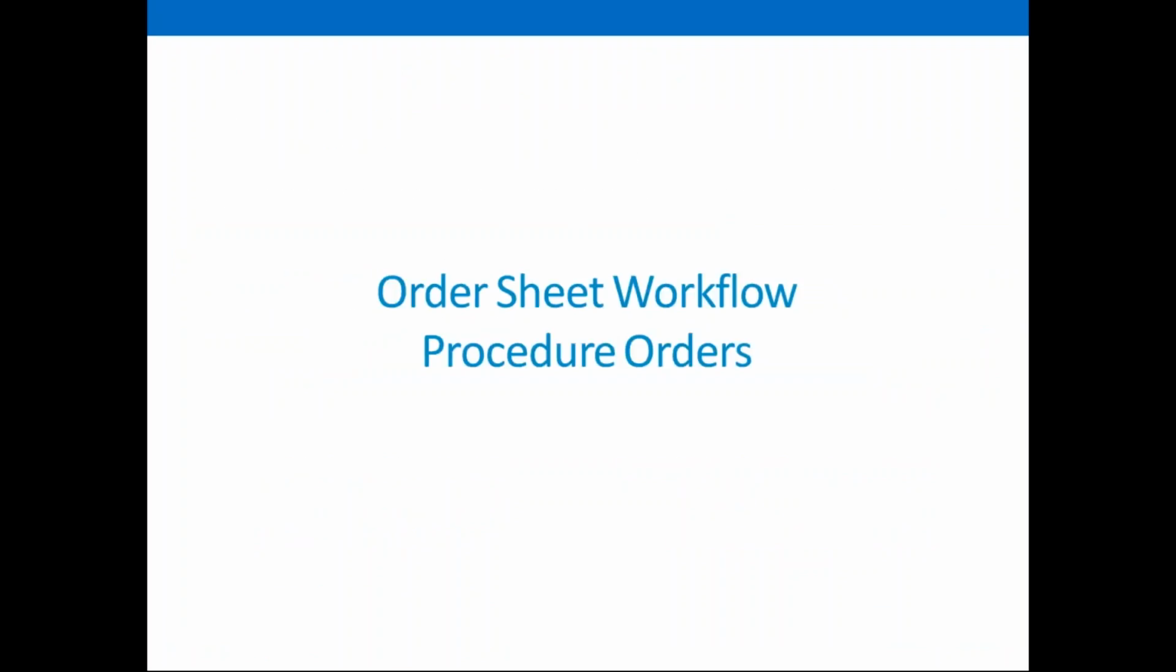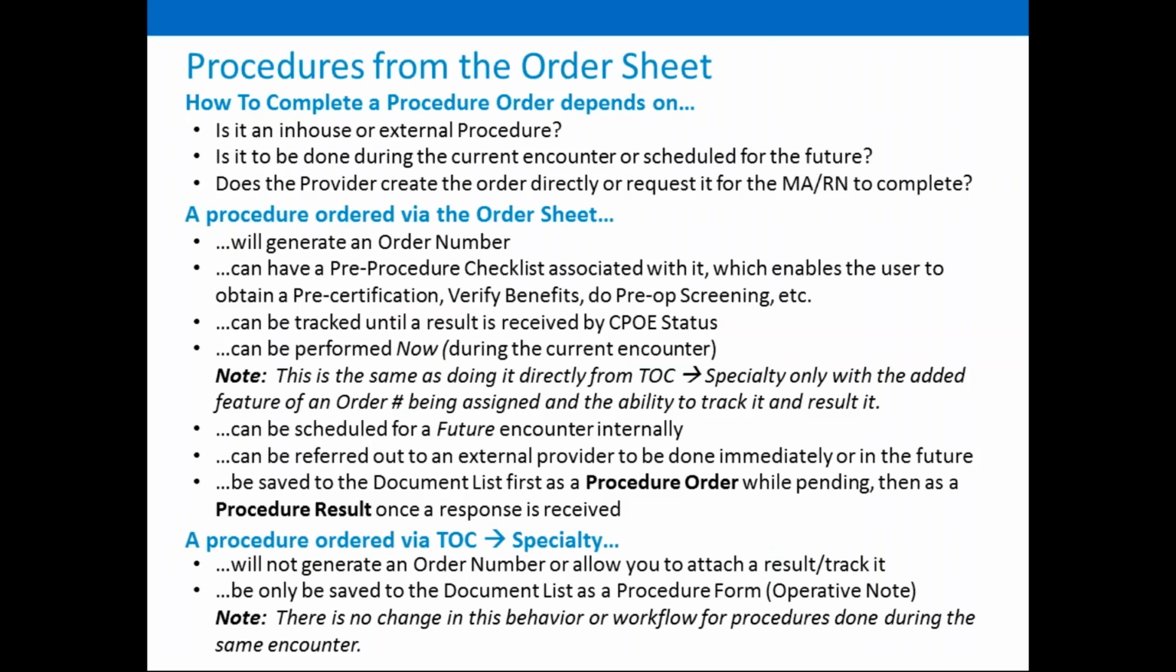And then that brings us to procedures. Now, procedures on the order sheet is optional. And again, this is not a hard and fast rule. You can do it once in a while. You can do it all the time. You don't have to do it at all. It's totally up to your local workflow. But just to help you troubleshoot or brainstorm, should you or should you not use the order sheet for procedures?